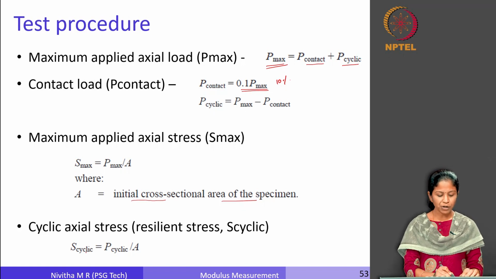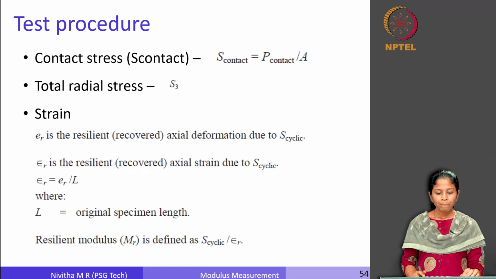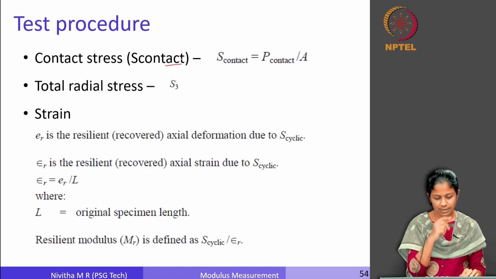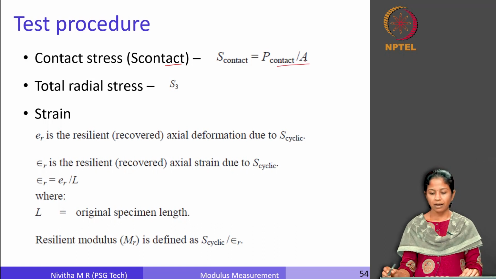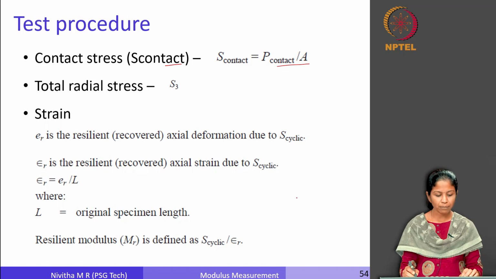Now we can also compute the cyclic stress, which is nothing but cyclic load divided by the cross sectional area, and I can also compute contact stress, which is nothing but contact load divided by the area. Okay. So, these are all the things that I will be able to compute.